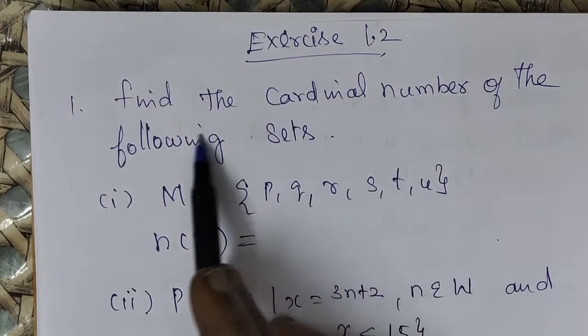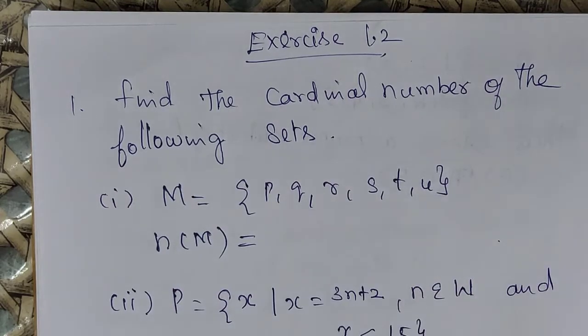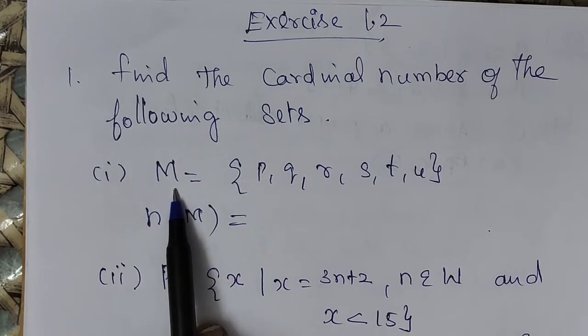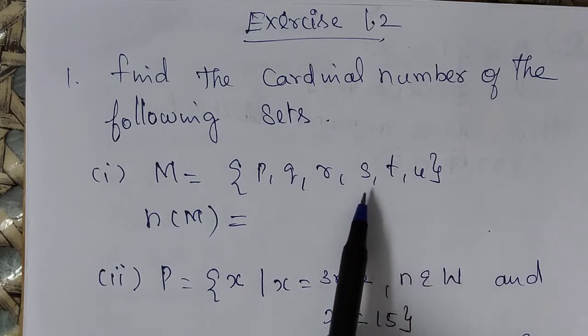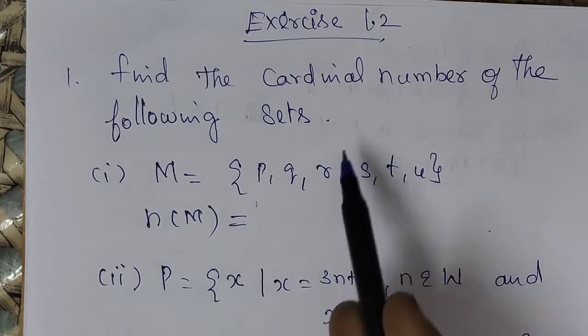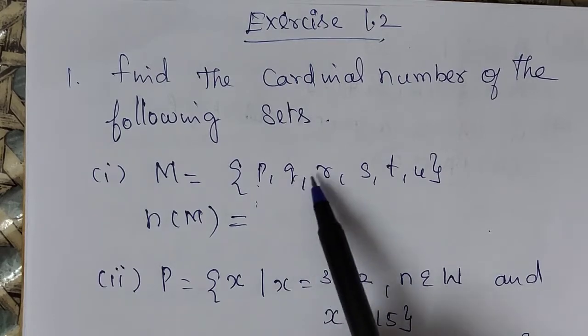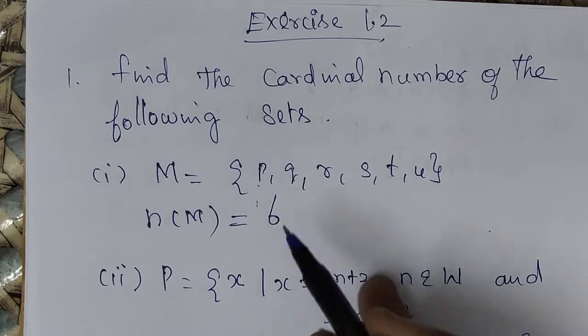Exercise 1.2, find the cardinal number of the following sets. Now the first sum is given as M. Set M equals P, Q, R, S, T, U. Cardinal number means, as we all know, the number of elements in a set. So 1, 2, 3, 4, 5, 6. So n of M is 6.